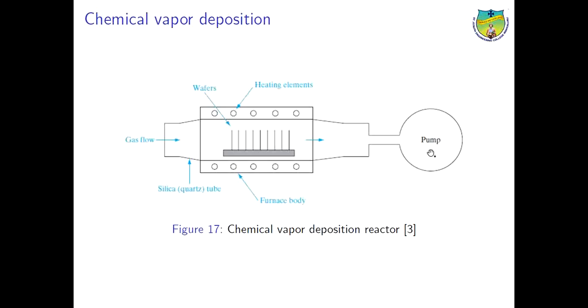So till now we have seen three fabrication processes, that is rapid thermal processing, ion implantation and chemical vapor deposition.